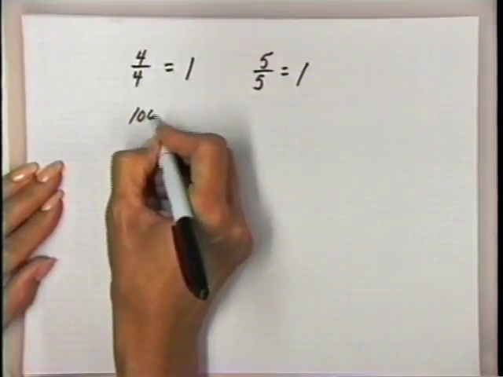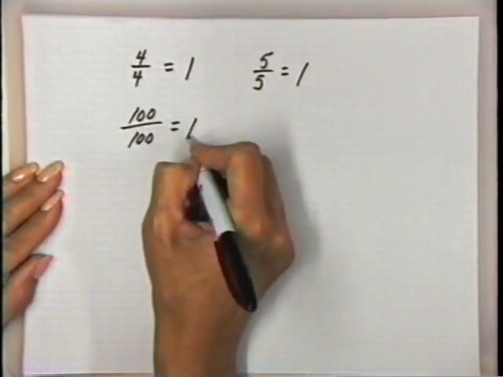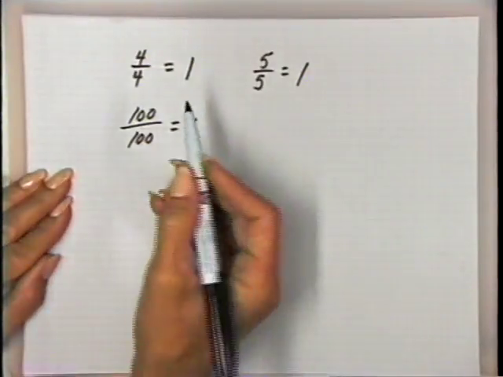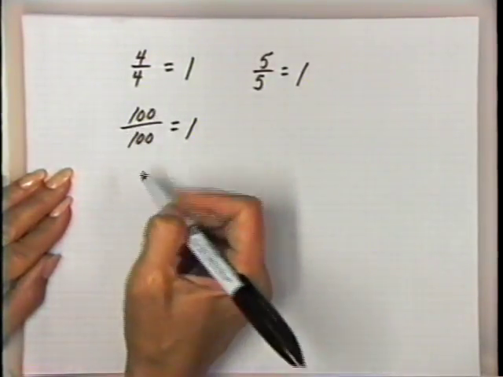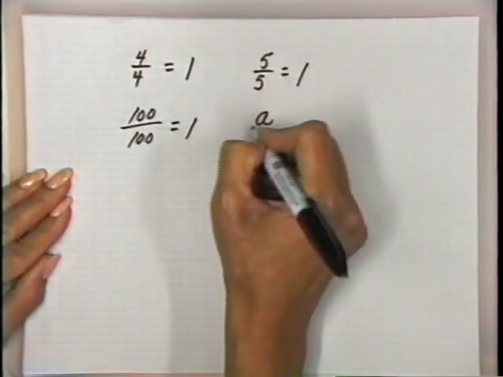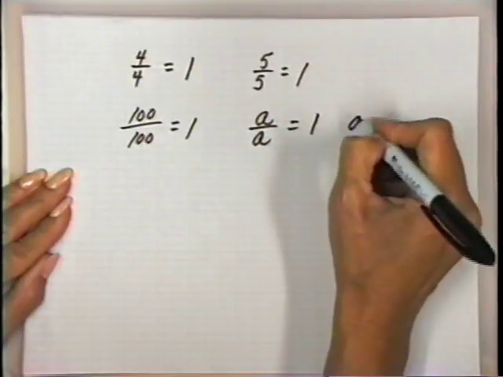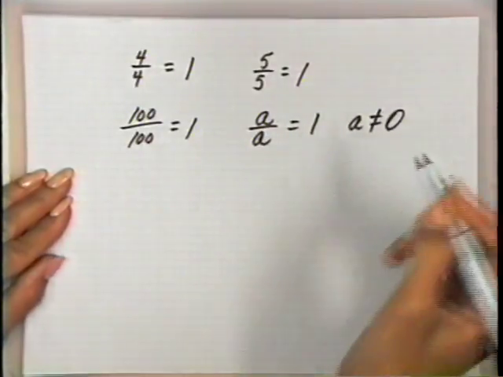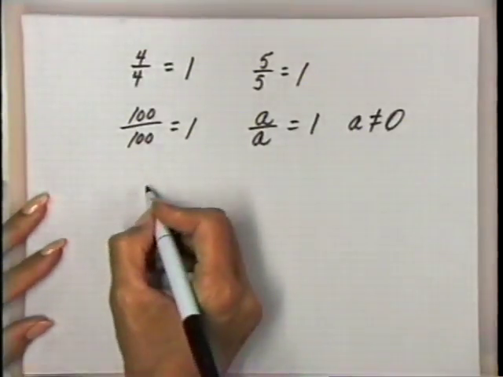What about 100 hundredths? 100 hundredths equals 1. We know that any number divided by itself is equal to 1. A divided by A is equal to 1 as long as A does not equal 0, because we know that division by 0 is not defined. Well, let's carry this one step further.